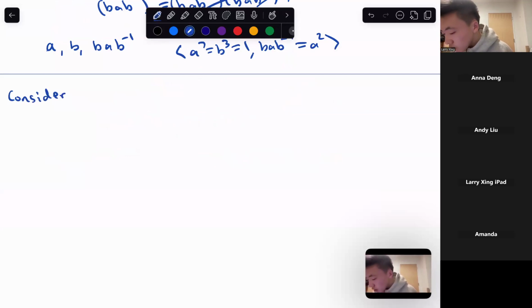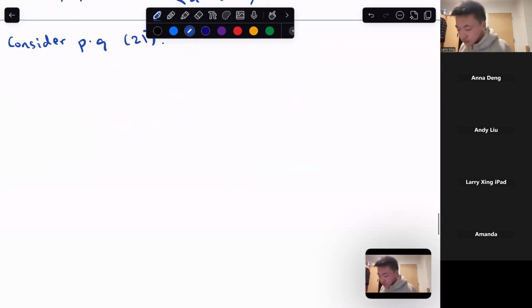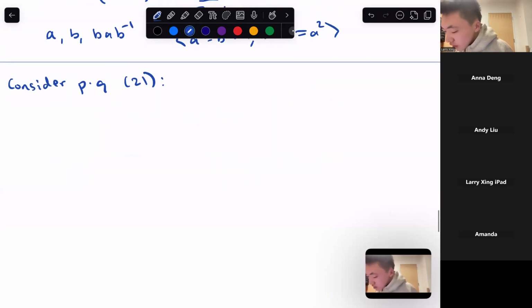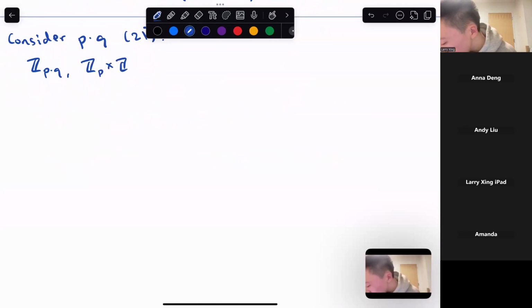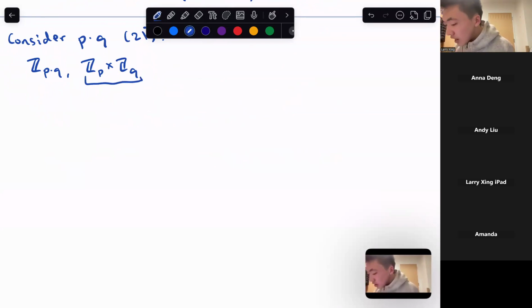something of the form P times Q, like for example, 21. What you might originally try is, okay, you have Z_PQ as one possible group, right? And now you might say, okay, Z_P cross Z_Q is another group. However, this is actually isomorphic to Z_PQ. And the reason this is isomorphic is because consider any element (A, B).